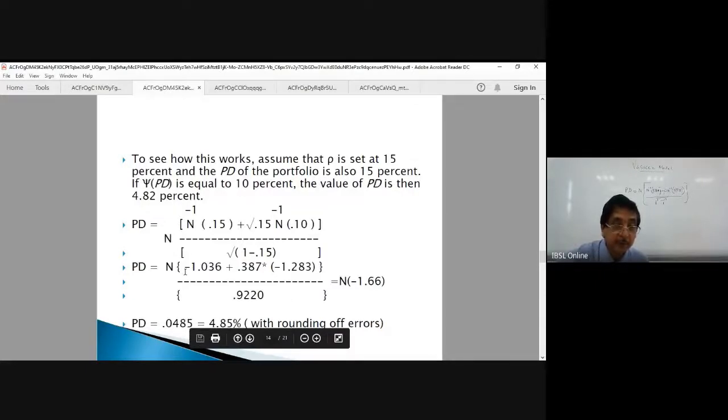And now we have to do another exercise. What is this value, N to the power minus 1 of 0.15? That is the reverse of the normal curve values. So what we need to do now is take this 0.15 and see where it is located in the normal curve table. So we can just look at it that way.